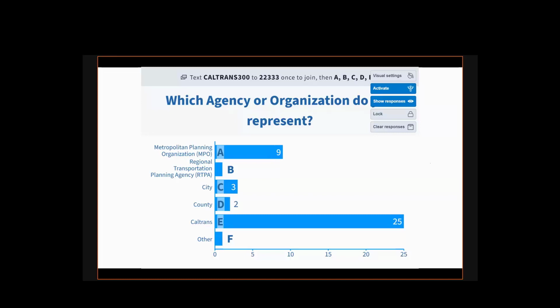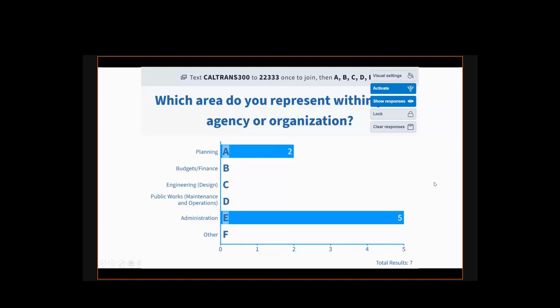Okay, so it's like some MPOs, some regional transportation planning agencies, some cities, few counties. We've got some others. Good to see the MPOs getting up over half. I like that. And then we've got some Caltrans folks as well in the house. Okay, next slide. The second poll is really asking what area within your organization are you working primarily?